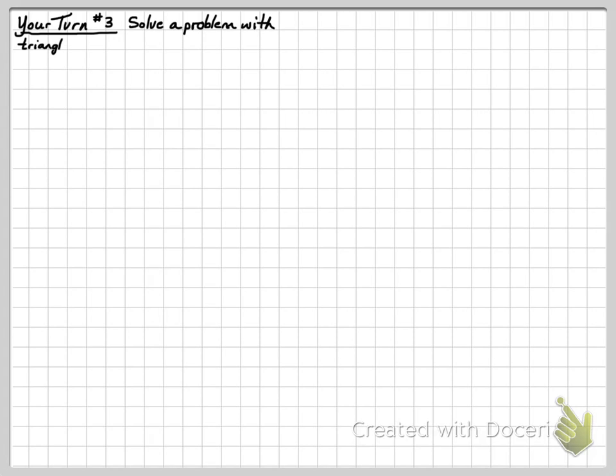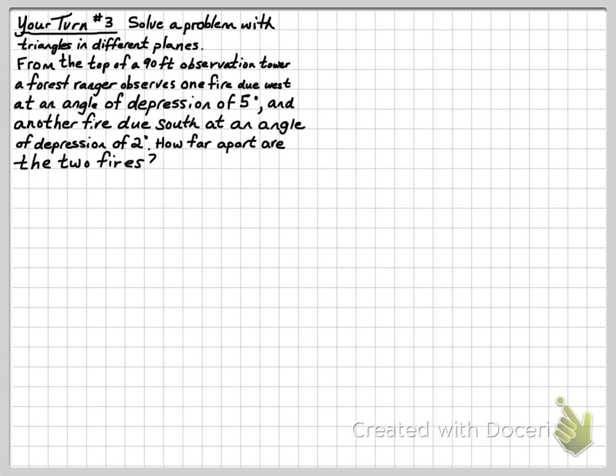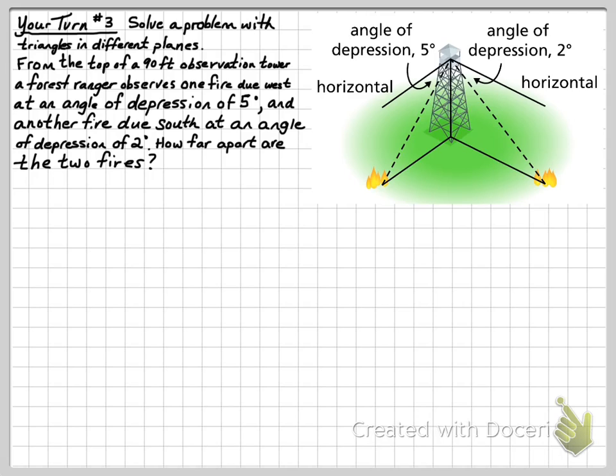Your turn, number 3. Solve a problem with triangles in different planes. From the top of a 90-foot observation tower, a forest ranger observes one fire due west and one fire due south. One's at an angle of depression of 5 degrees, one's at an angle of depression of 2 degrees. How far apart are the two fires?